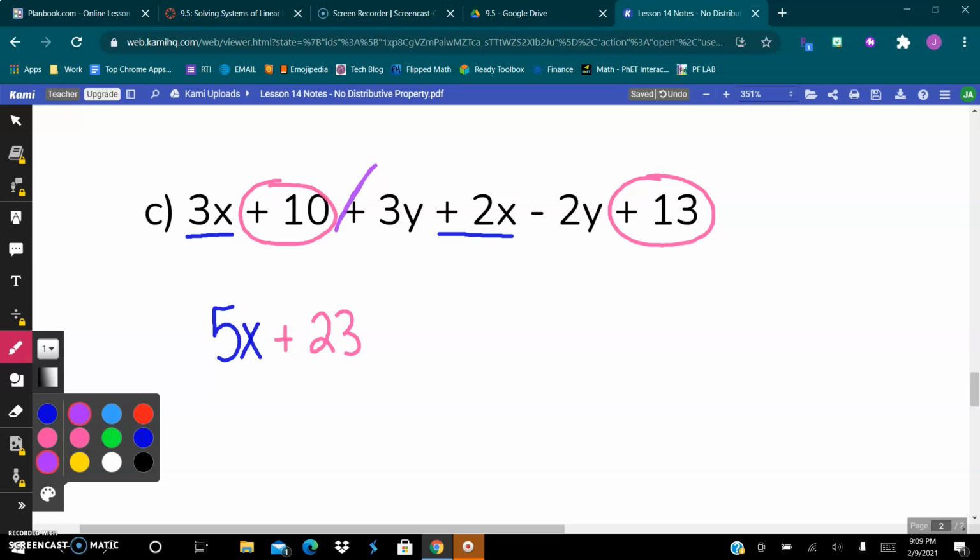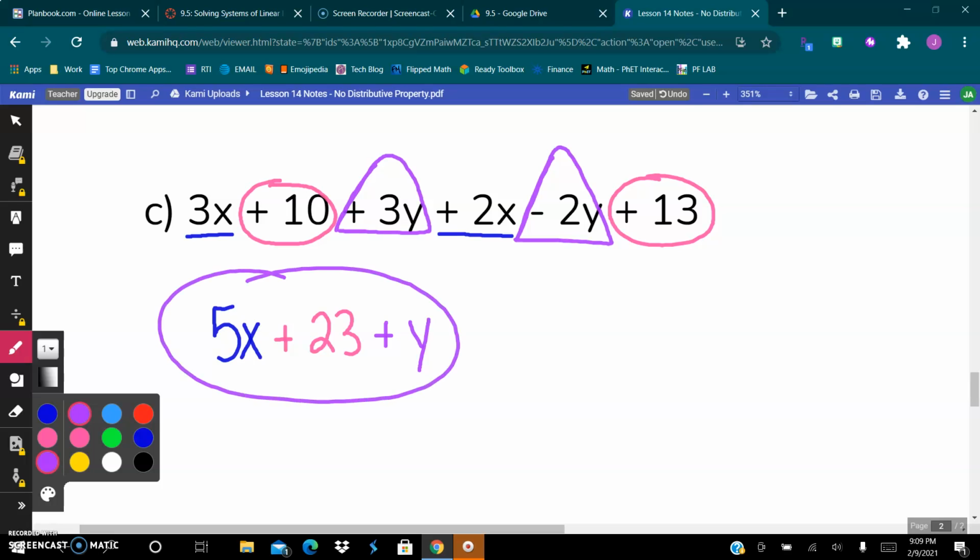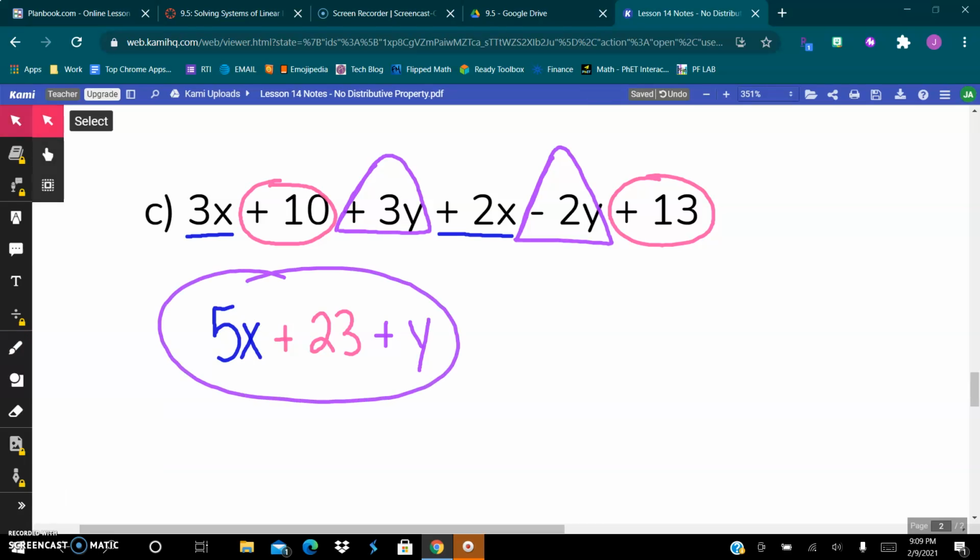And then next here in my line, I have this positive 3y. So I'm going to look, and here's another y. So I have 3y minus 2y. So if I have 3 minus 2, that's 1. So I have a positive 1y. So I'm just going to write y. We don't write the 1 in front of it. And then that is our simplified answer. We have combined like terms.